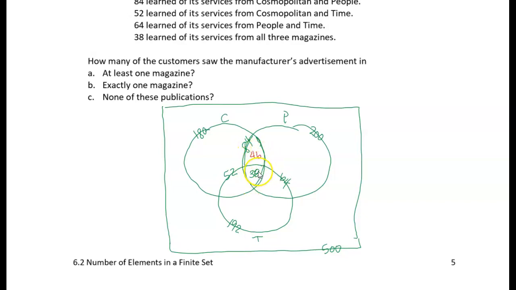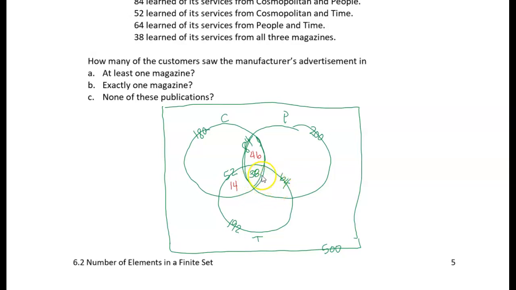So 46 people learned of the service from Cosmopolitan and People, but not Time. Okay, so we'll just keep working our way around. 52 people are in the intersection of Cosmopolitan and Time. 38 are already accounted for because they also learn from People. So if we subtract, we get 14 people learn from Cosmopolitan and Time, but not People magazine.